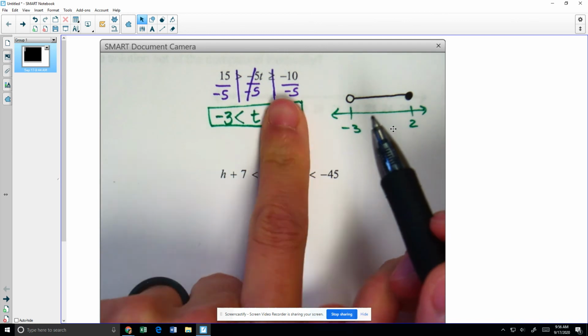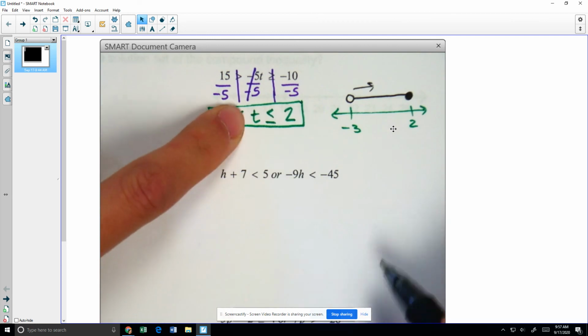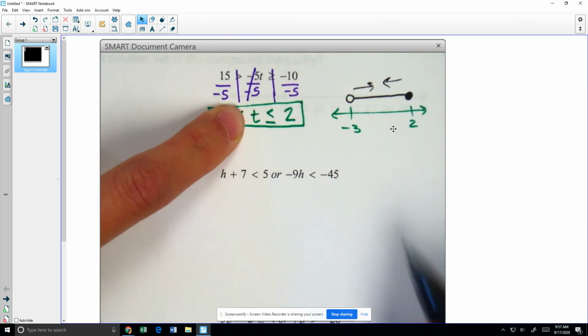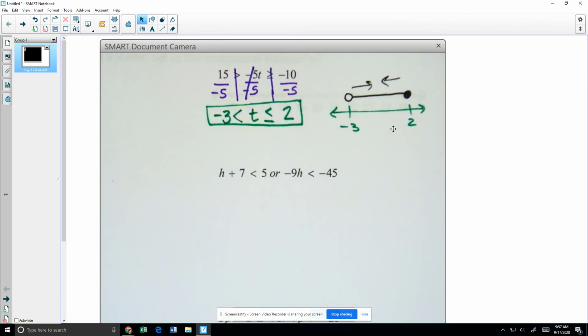But if you want to think about it, t is greater than -3. That's why you're shading that way. t is less than or equal to 2. That's why you're shading that way. And then there are the dots to stop you. That's why you're connecting the dots.